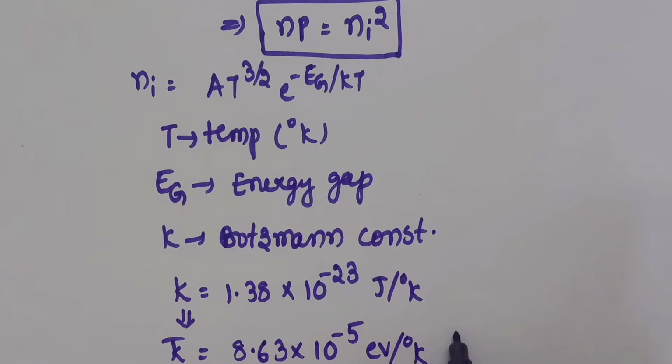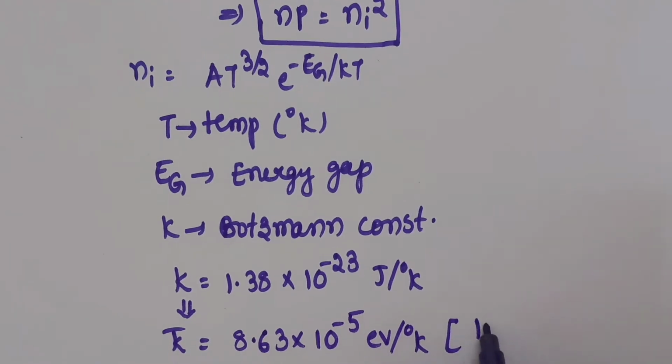This is obtained by dividing the value of k by q, where k is the Boltzmann constant and q is the charge of the electron. This is very important in solving problems, as well as very useful for all kinds of competitive exams. This may be asked several times in competitive exams.